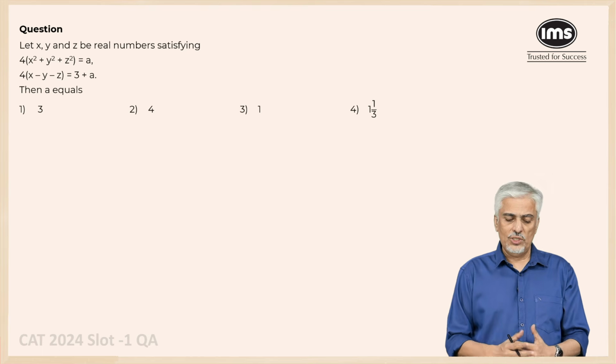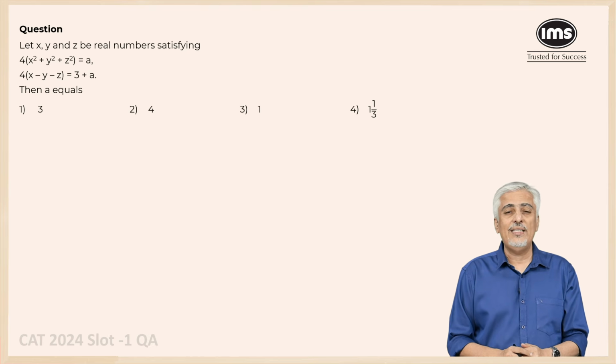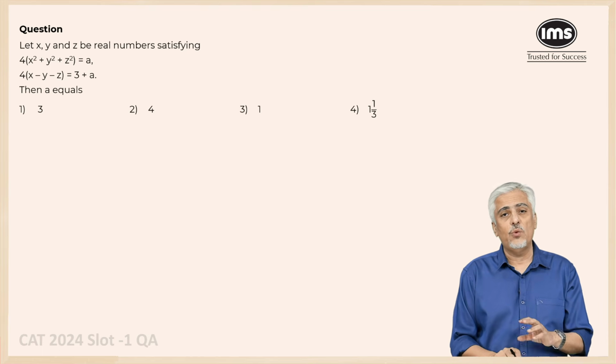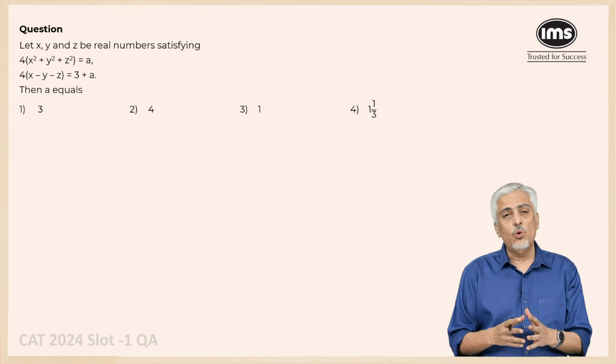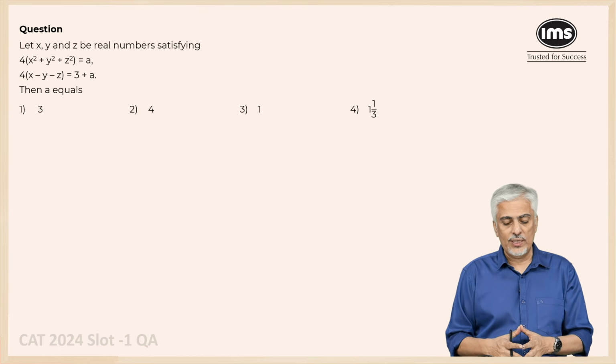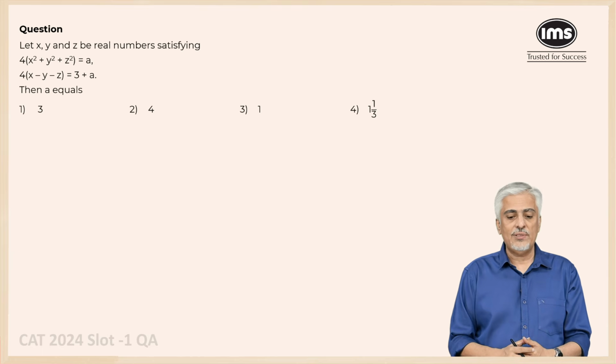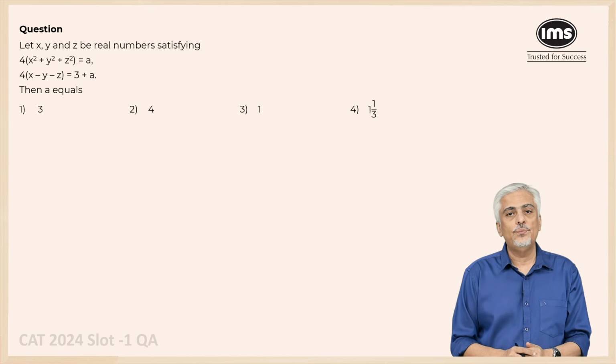Let's have a look at one more question from Algebra. And now this was a pretty difficult question, very difficult to think of what they were actually wanting you to do. Let x, y, z be real numbers satisfying a particular condition. 4 times x square plus y square plus z square is a, and 4 times x minus y minus z is 3 plus a. Then what does a equal to?